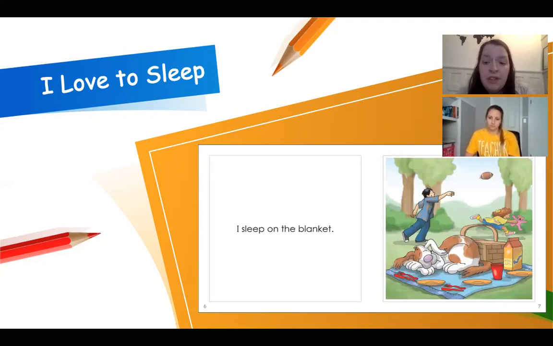This one, the dog looks like he's outside. I see a family in the background playing with a ball, and I see a basket, and I wonder what would be in that basket. And the dog is on a blanket, and it looks like there are plates, a cup, juice. This looks like they were eating on the blanket before the dog slept there. Oh, that could be.